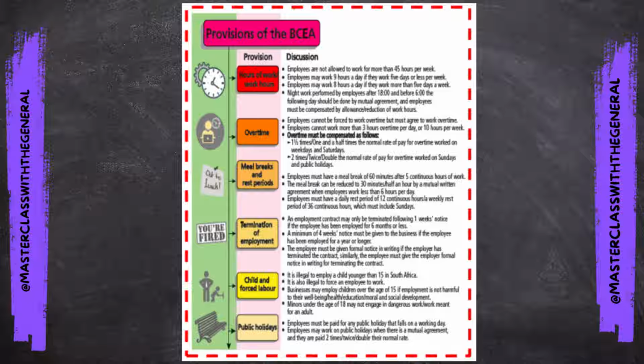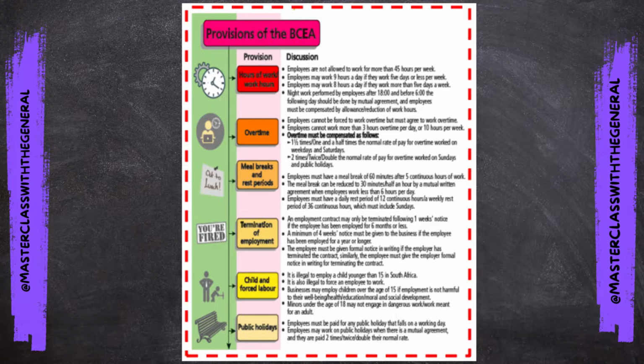Then we go to overtime, which I already said employees cannot be forced to work overtime, but they must agree to work overtime. So they cannot be told you are working overtime. They must agree, number one. Number two, employees cannot work more than 3 hours overtime per day or 10 hours per week. So even though there is too much work and you need workers to work overtime, there are also limits.